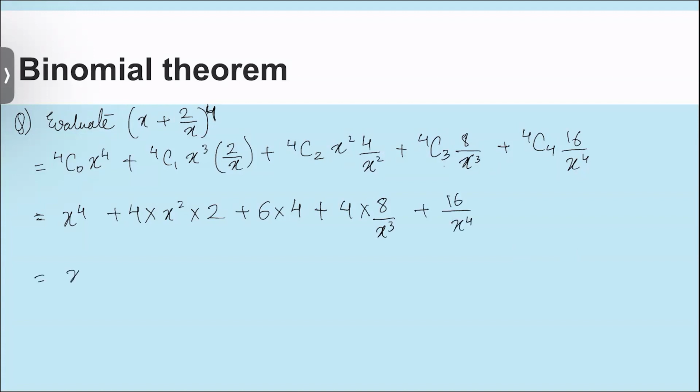So you have x raised to 4 plus 8x squared plus 24 plus 8 into 4, 32 by x cube, and then plus 16 by x raised to 4. Okay, so this is what we get for this expression evaluation.